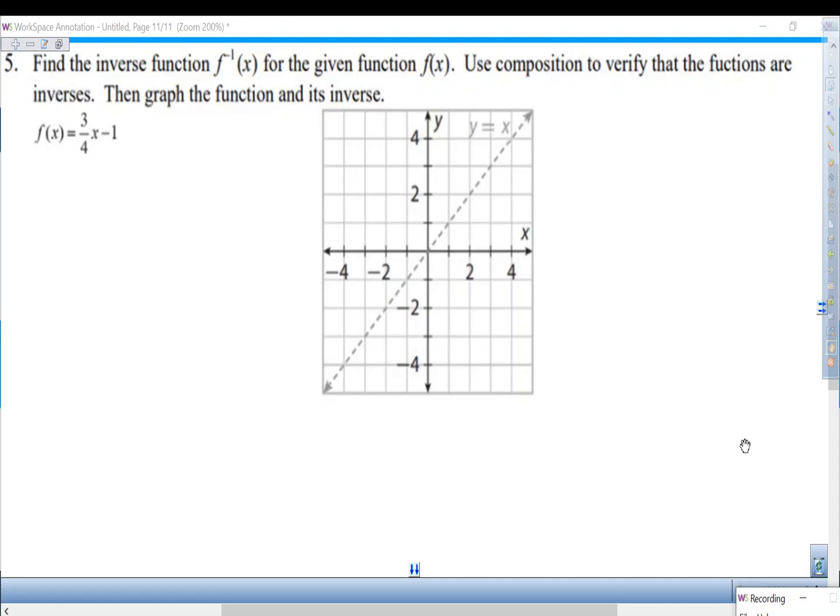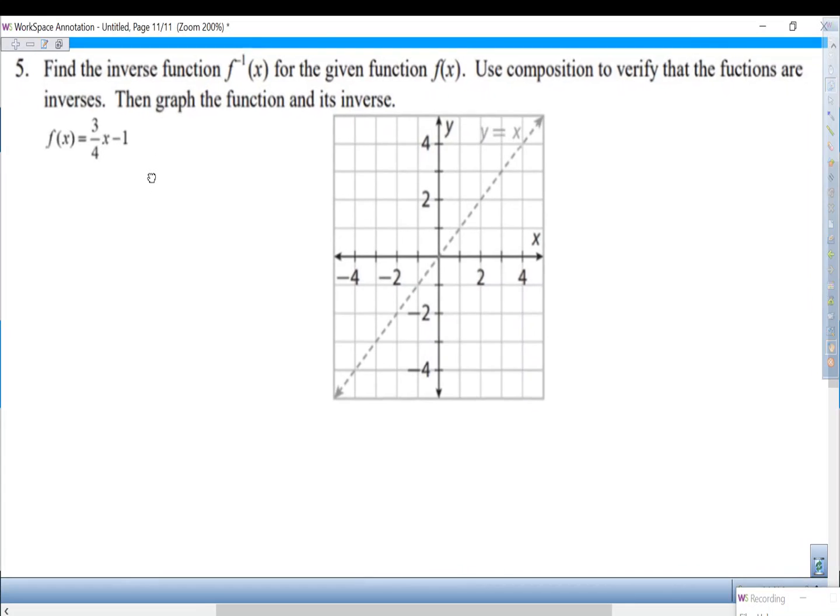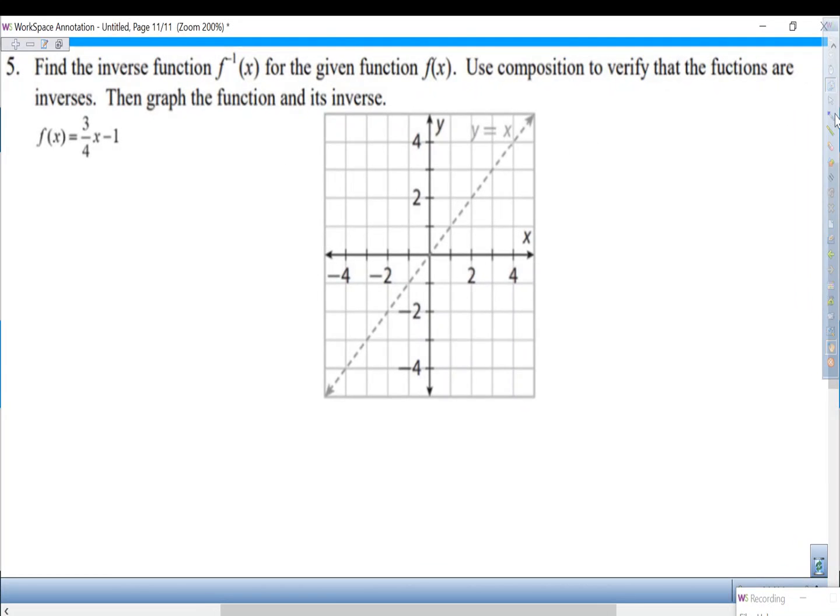Y'all ready? Okay, here we go. Before I do the inverse, I'm going to graph this one. Let's graph this one. And I'm going to graph it without a table because now we know how to graph it using slope-intercept form. Is that correct? Yes, Mr. Q. So where do we start? We start at -1. So go to -1, which is right there.